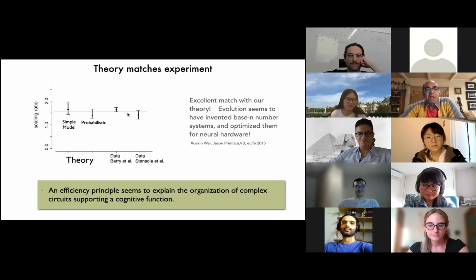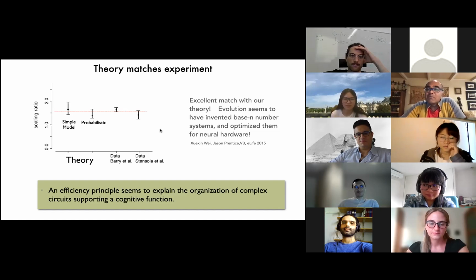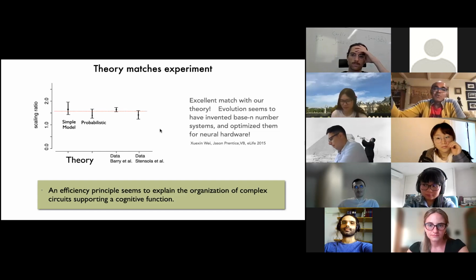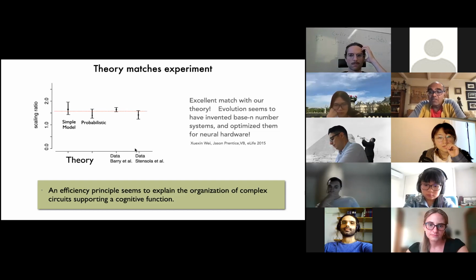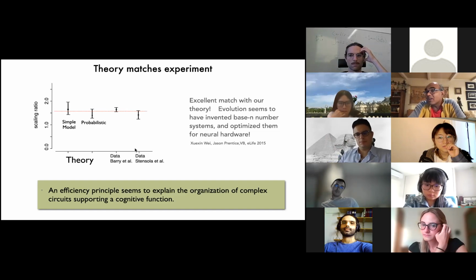That's a minor detail because everything is within everything else's error bars. So this is an excellent match, and I would say evolution seems to have invented base n number systems long before people and optimized it for neural hardware. Really, what this wants to be is a base square root e number system for locations in space. So we seem to find that an efficiency principle seems to explain the organization of the complicated circuits supporting a deeply cognitive function. I think that's really cool. Okay, questions?